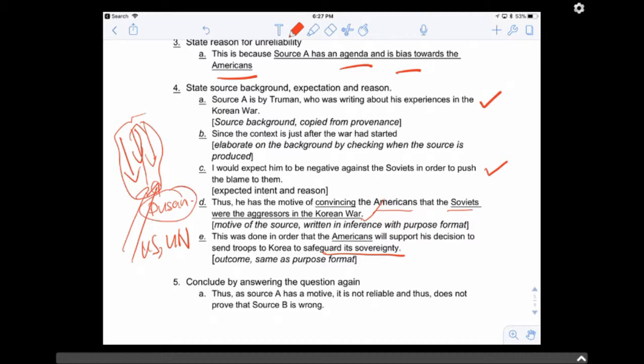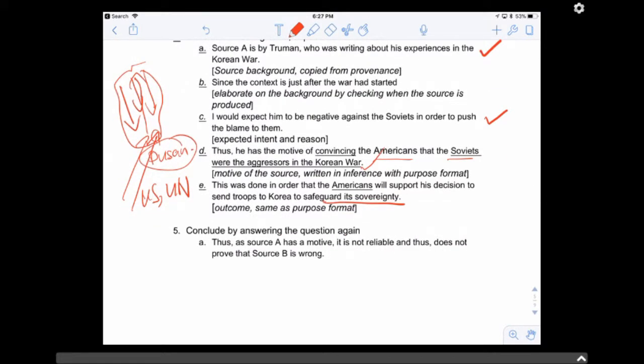Alright. So do a conclusion again. Thus, as source A has a motive, it is not reliable, and because it's not reliable, it does not prove that B is wrong. Make sure this conclusion is clear in your last line of your hybrid question.